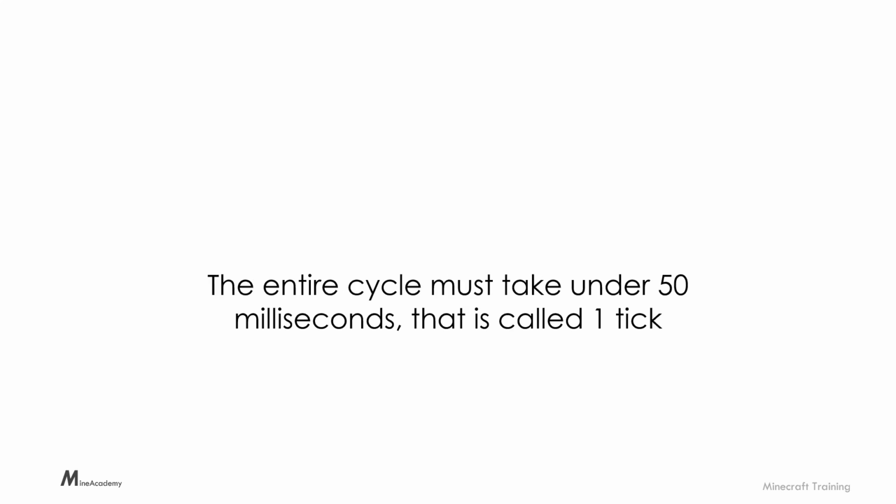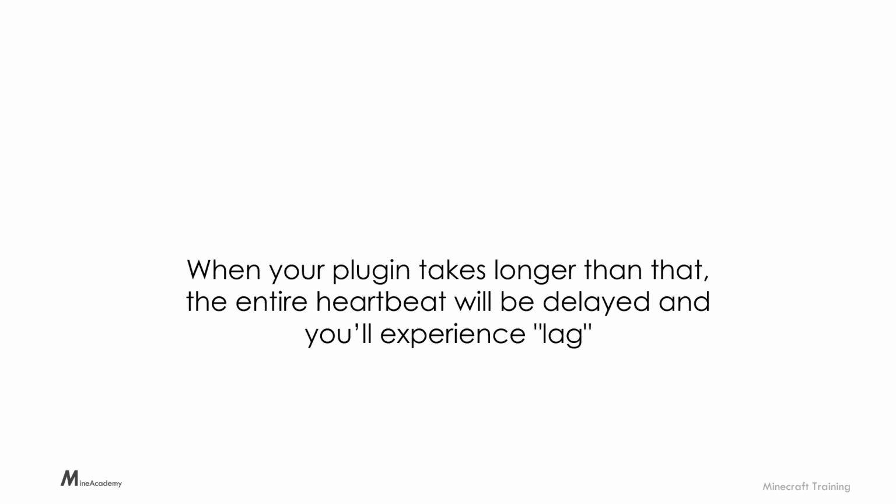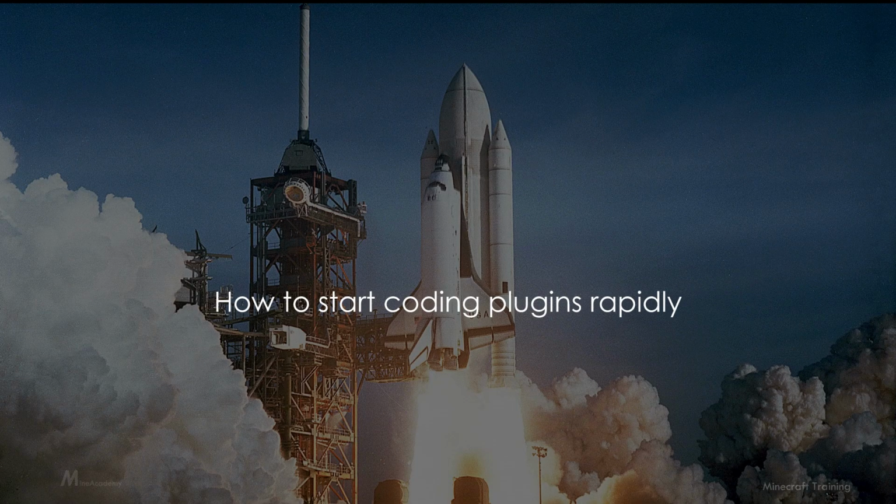And the entire cycle must actually take under 50 milliseconds, which is 0.05 seconds. And that one iteration around the circle is called one tick. So 50 milliseconds times 20 ticks equals 1000 milliseconds, which equals 1 second. That is why we call 20 TPS, which stands for ticks per second, a stable rate for a server. When your plugin takes longer than this, the entire heartbeat will be delayed and you'll experience horrible lag, which everybody hates. So what is the best way to start coding plugins rapidly?